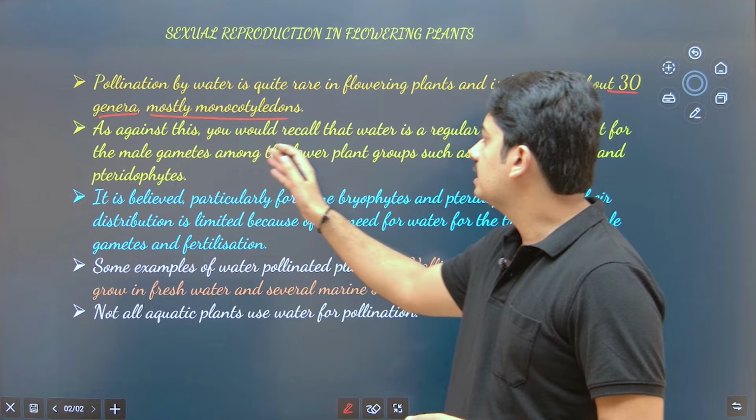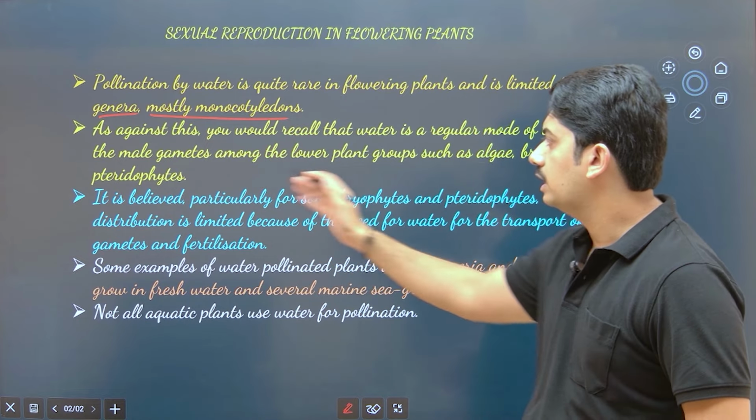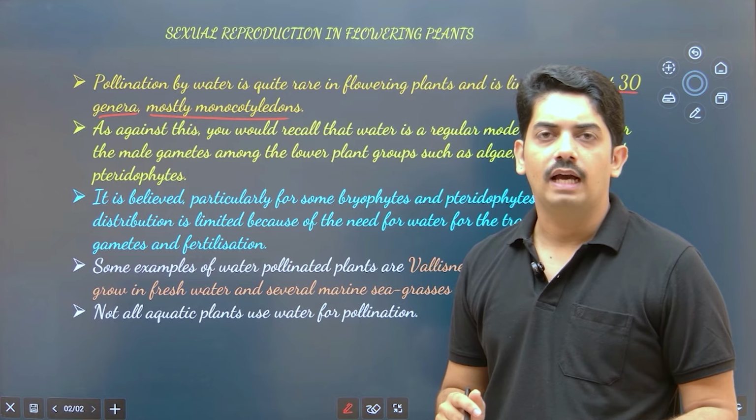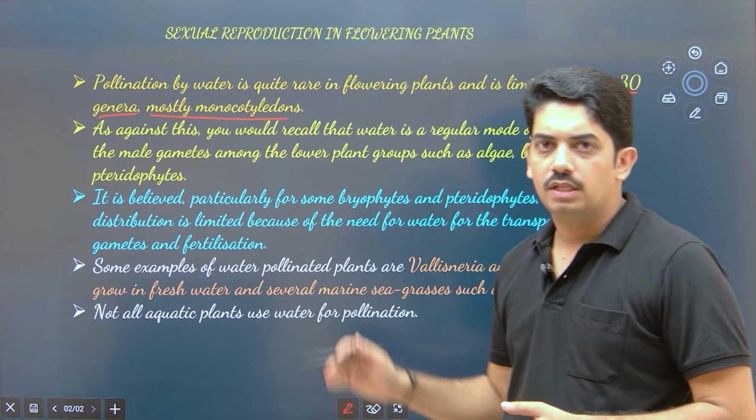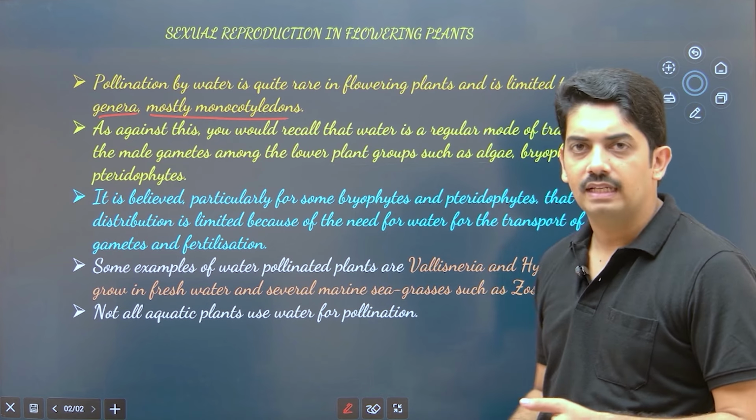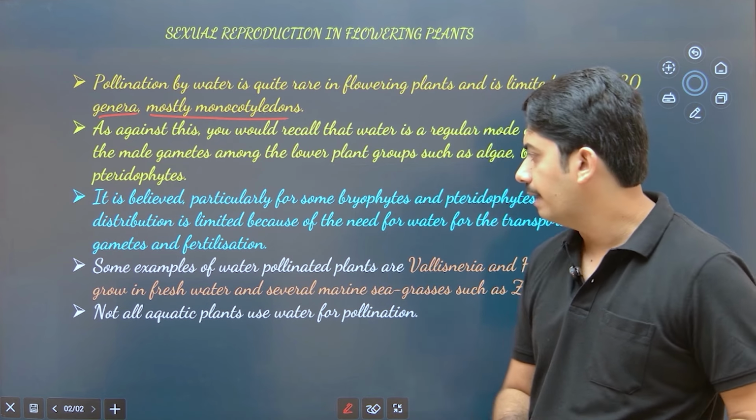As against this, you would recall that water is a regular mode of transport in lower plants like algae, bryophytes and gymnosperms. So that is why their distribution is restricted to a small geographical area. The reason is, if there is no water, there is no fertilization of gametes.